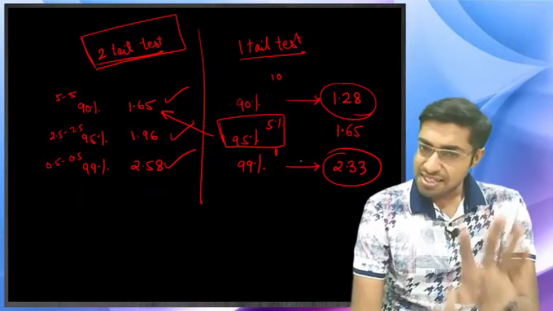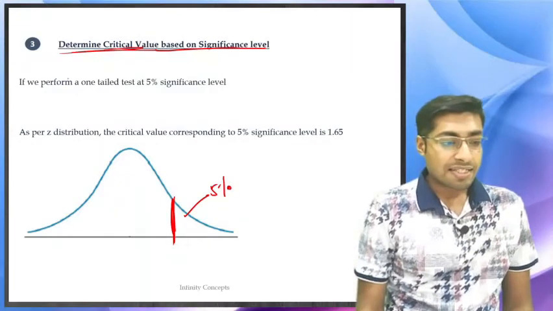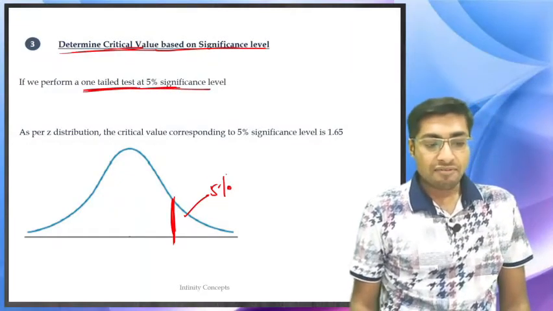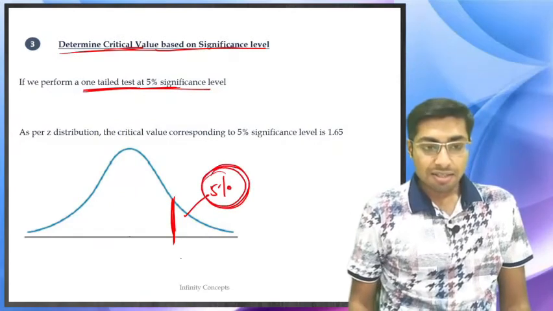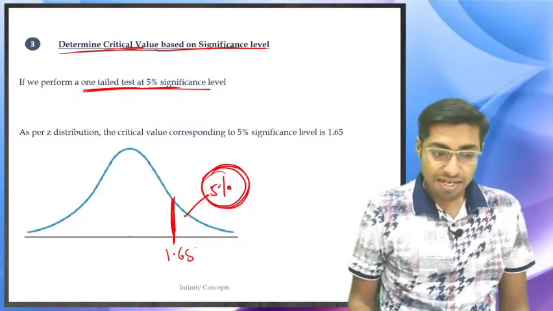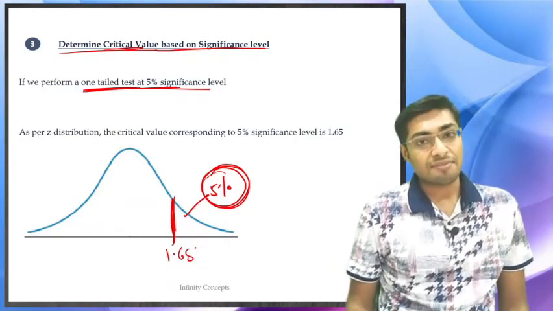You need to memorize this as well. Now this is what it is. This is a one-tail test and 5% is the significance level. At 5%, this is 1.65. Right? So your critical value is 1.65.